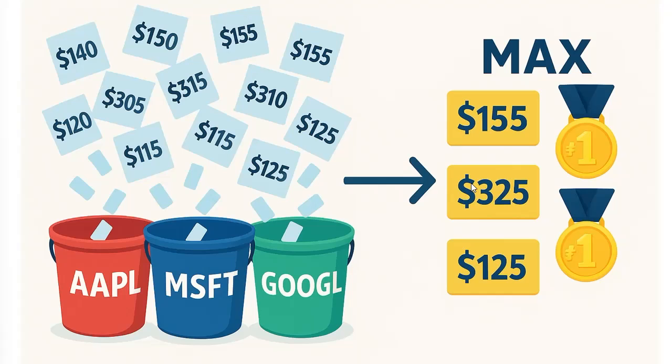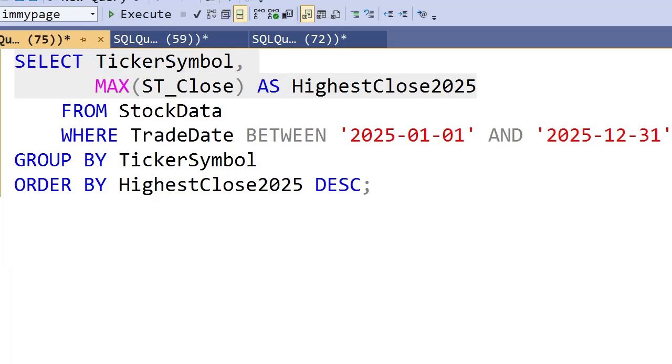Easy on the eyes, and soon you'll see the query that makes it happen. All right, code time. Let's walk through this query line by line and see how it crowns one price champion per company. At the beginning, it is SELECT ticker_symbol, MAX(close) AS highest_close_2025. The translation is: give me each ticker symbol plus the single highest closing price it hit in 2025. We rename that column with an alias so the column has a title.